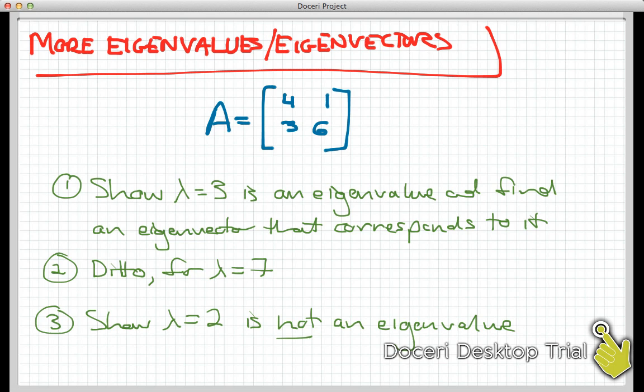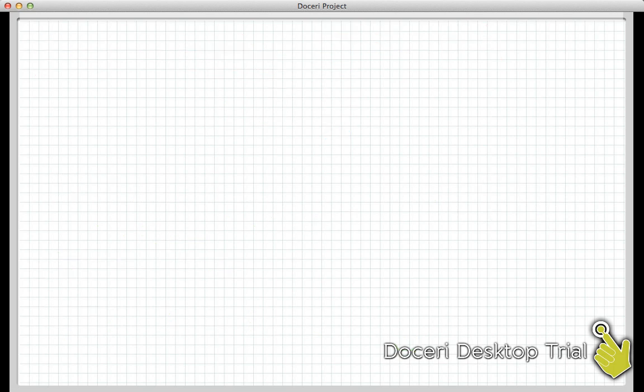So after this video is over, you're going to be able to do two very important things regarding eigenvalues and eigenvectors. If you're given a number and a matrix, you'll be able to tell whether that number is or is not an eigenvalue for the matrix. And if it happens to be an eigenvalue for that matrix, you'll be able to go and find an eigenvector that goes with that eigenvalue. So let's dive in.